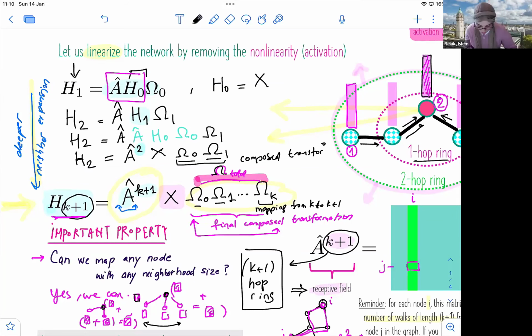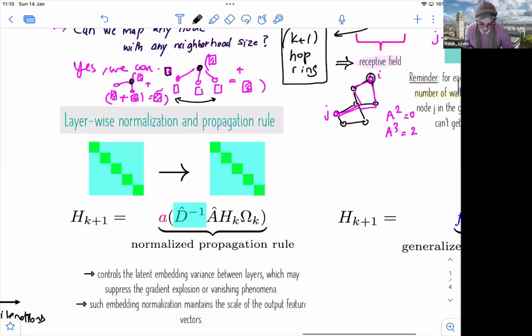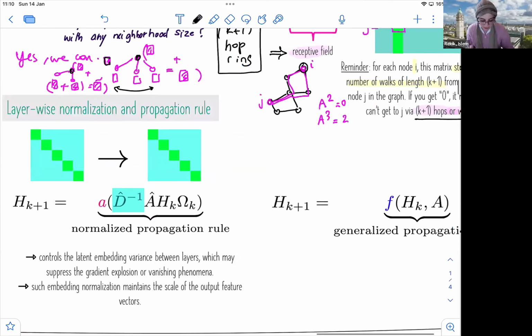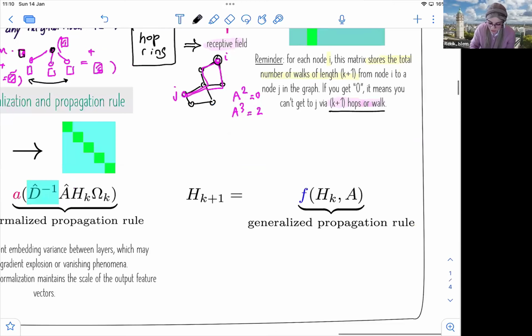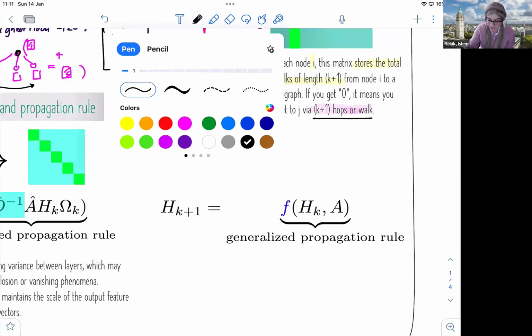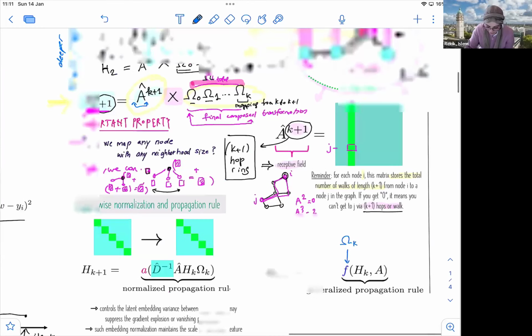All right, cool. Now, one last point in this session: I want to cover the importance of the layer-wise normalization and propagation rule. So here, this is the generalized propagation rule that we discovered. Basically, we want to learn an F mapping. The F will be parameterized by, for example, omega, let's say here, K, all right?